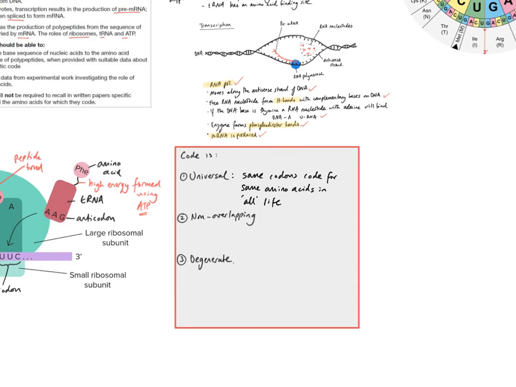Non-overlapping is just the code is read in threes. So the code is read in threes, i.e. codons. So codon, codon. That's why I put it here. And why is the code degenerate? Because multiple codons code for the same amino acid.